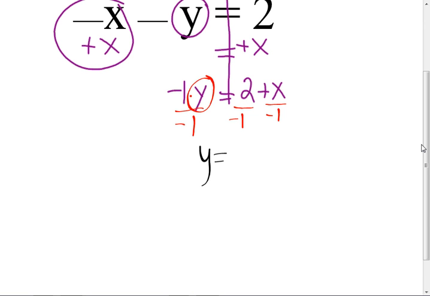Okay, what's this going to give you? 2 divided by -1 is what? Anybody? What's 2 divided by -1? Cole? What's 2 divided by 1? What? Very good. And what's a positive x divided by a -1? What's a positive divided by a negative? It's a what? Negative. There it is.